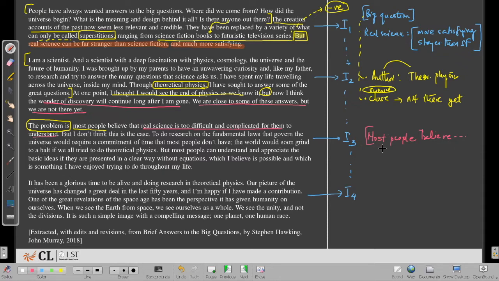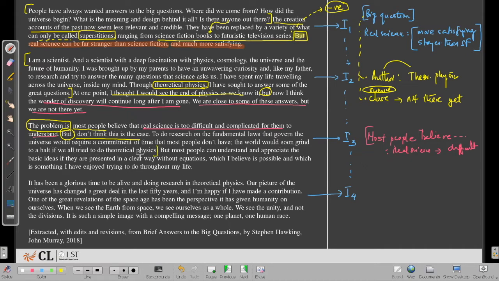So most people believe real science is difficult. And the author is pivoting again, with the word "but", saying that they don't think that's the case. Real science is actually not difficult. To do research on the fundamental laws that govern the universe would require a commitment of time that most people don't have. The world would soon grind to a halt if we all tried to do fundamental theoretical physics.